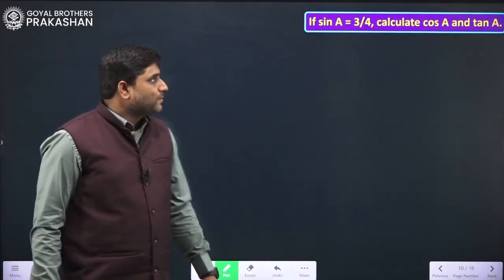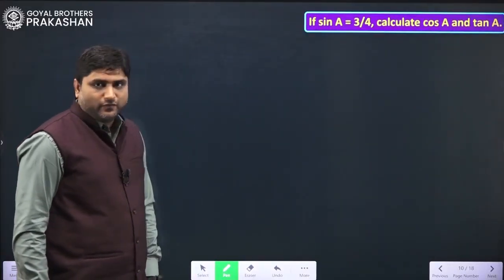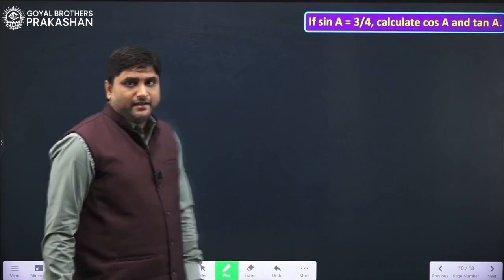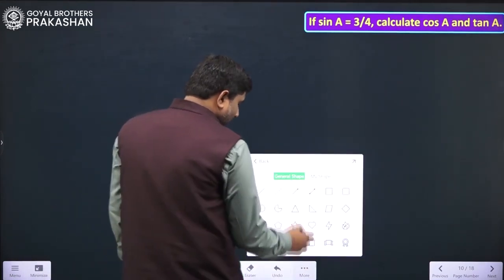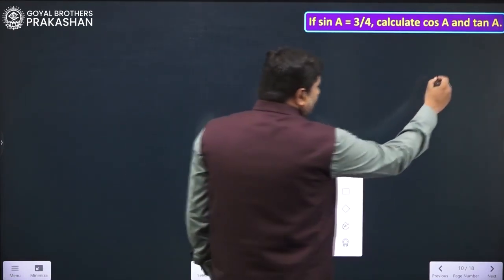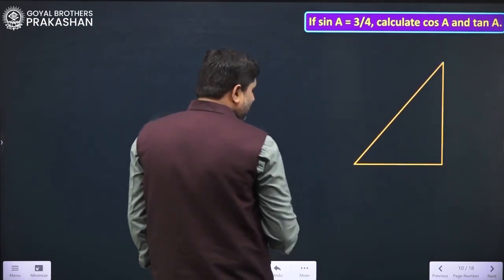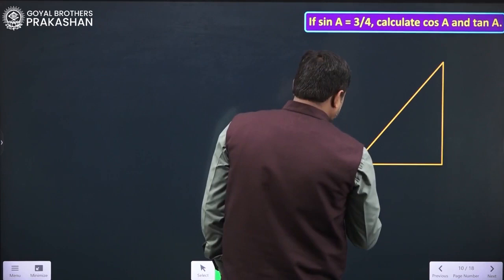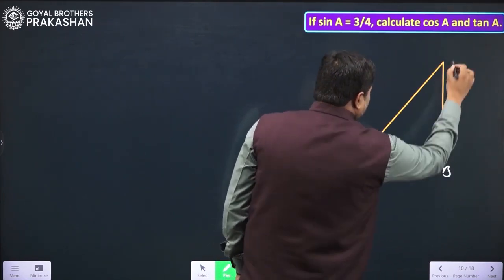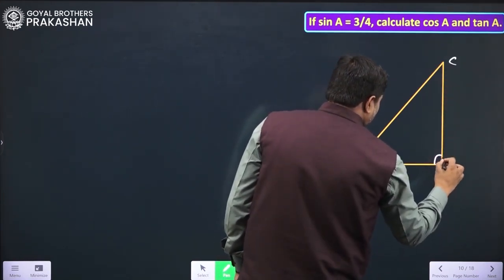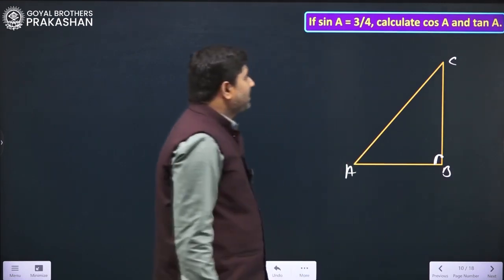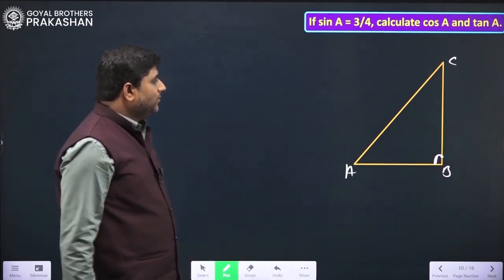So the question is, if sin A is equal to 3 by 4, evaluate cos A and tan A. First let me take a right angle triangle. If sin A is given, it means A is an acute angle. So suppose this right angle triangle is right angled at point B. So sin A is equal to 3 by 4.